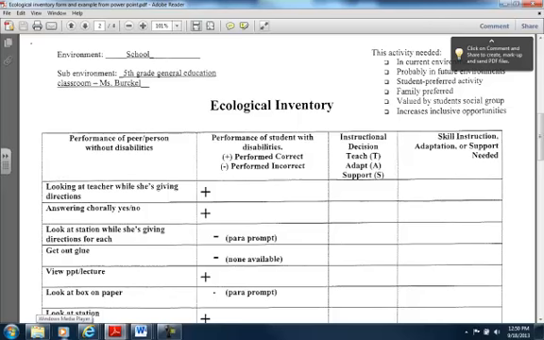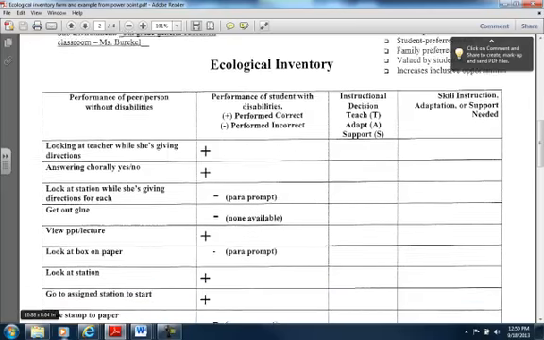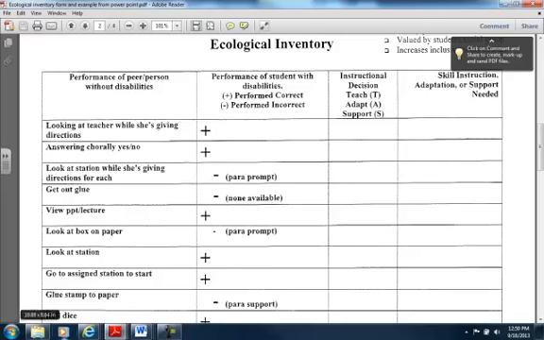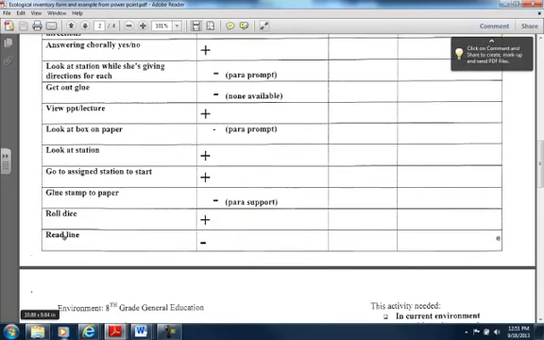Some of the things that we see happening is the students are looking at the teacher when the teacher's giving directions. The students are chorally answering yes or no. The students are looking at the station when the teacher is giving directions as to what to do with each station. They're getting out their glue. They're viewing the PowerPoint in the lecture. They're looking at a box on the paper. They're looking at the station. They're able to go to the assigned station. They're able to glue a stamp to the paper, roll dice, and read the line.